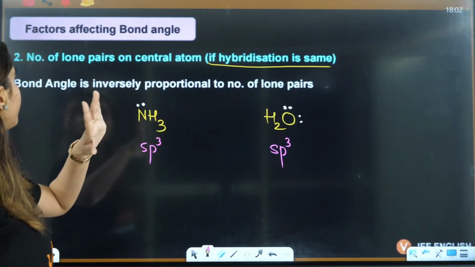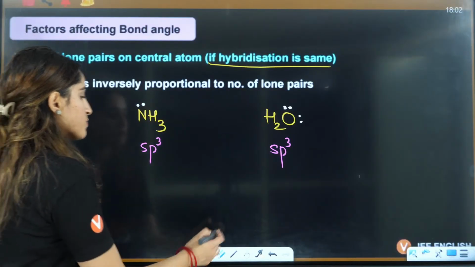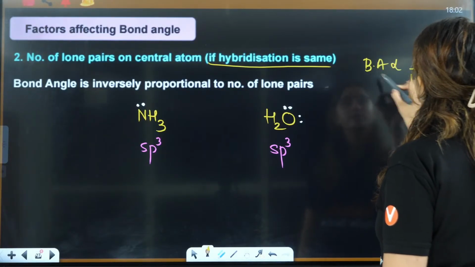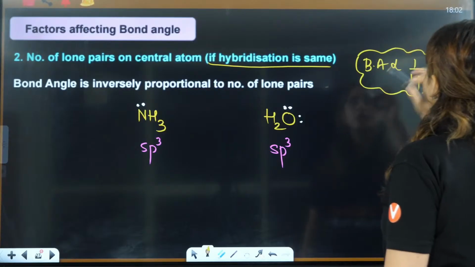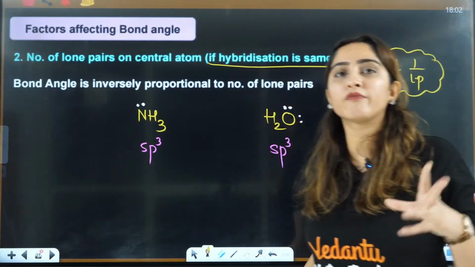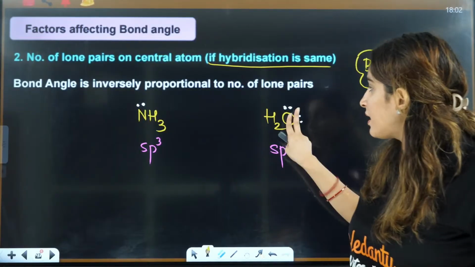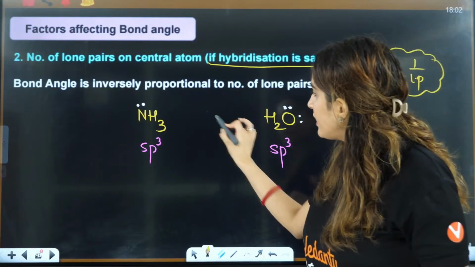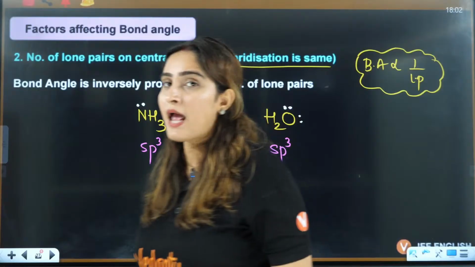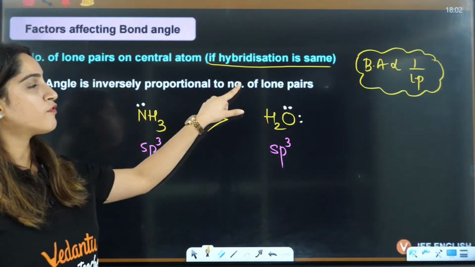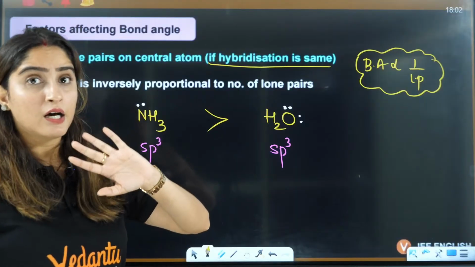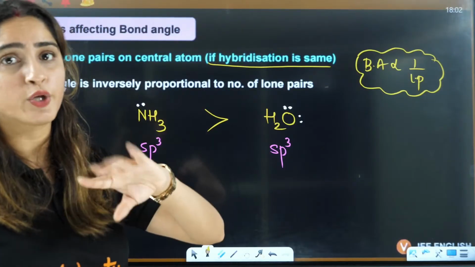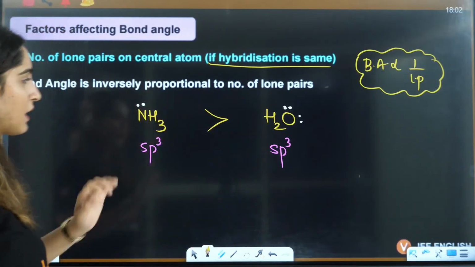More the number of lone pairs, less will be the bond angle, because bond angle is inversely proportional to number of lone pairs if hybridization is same. Why it is so? Because lone pair will cause more repulsions. More the number of lone pairs, more repulsions will be there, angle will decrease, right? So that is why this NH3 is going to have more angle. Direct thing is, more the number of lone pairs, less will be the bond angle. We have already discussed in the last class how lone pair repulsions we discussed in VSEPR theory, they are going to cause more repulsions, right?